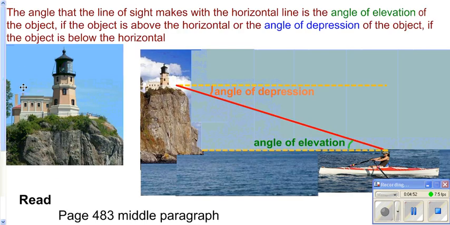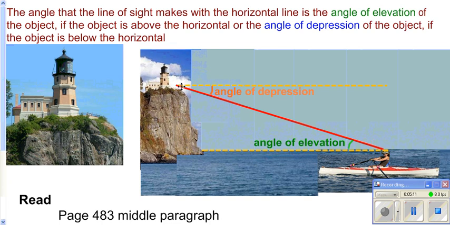Okay, angle of elevation and angle of depression. So what we have here is a picture of Split Rock Lighthouse. Split Rock is up on a cliff. So that gives us a good example of angle of elevation and angle of depression.